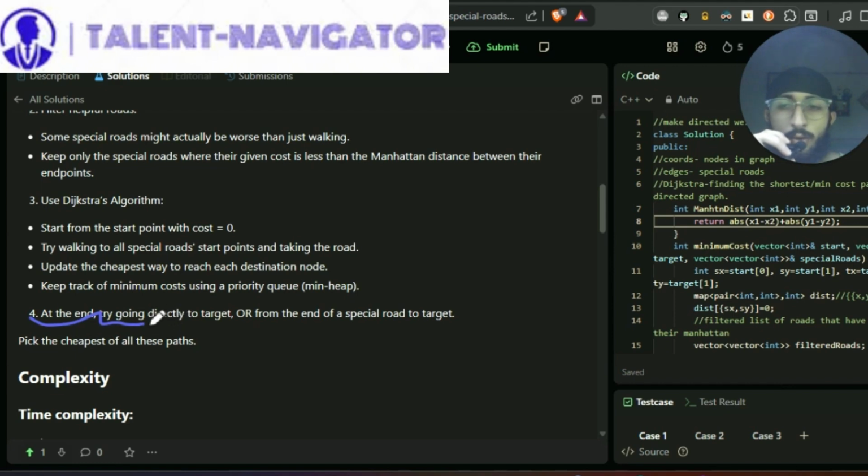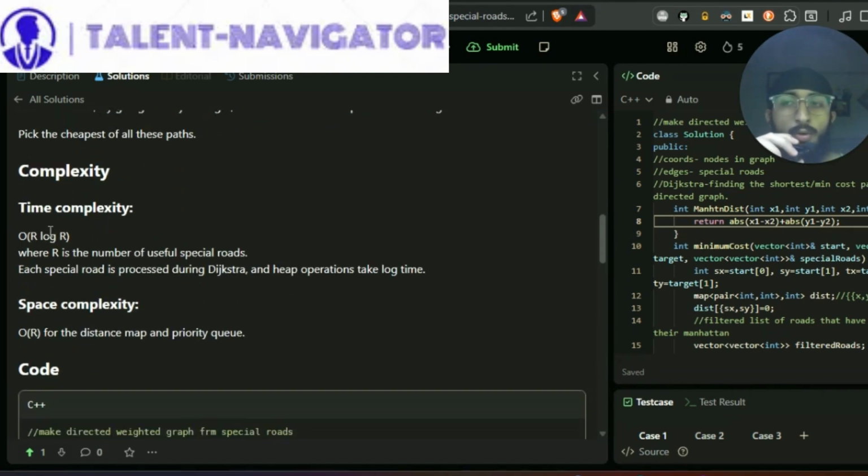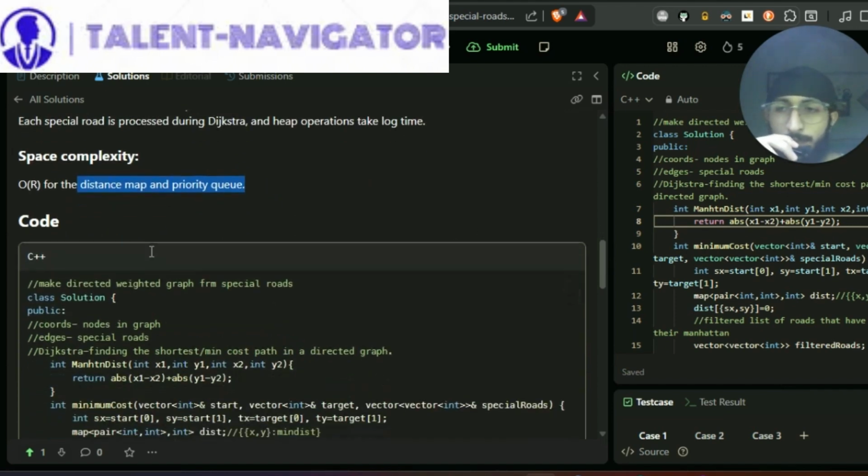So at the end, try going directly to the target or from the end of a special road to the target. And then we pick the cheapest of all these paths. So that is how we have come to this approach. Now, complexity would be O of R log R, where R is the number of useful special roads, because each special road is processed using Dijkstra, and heap operations take log time. And space complexity is O of R for the distance map and priority queue that we'll be using.